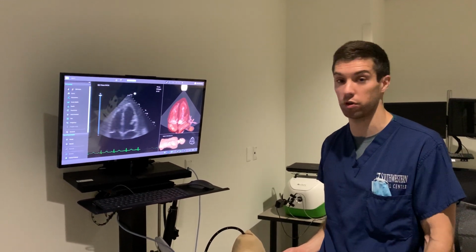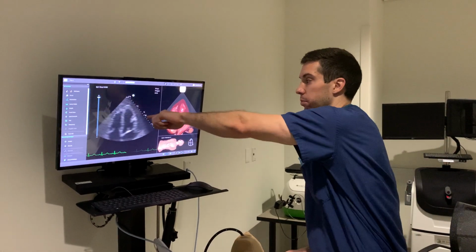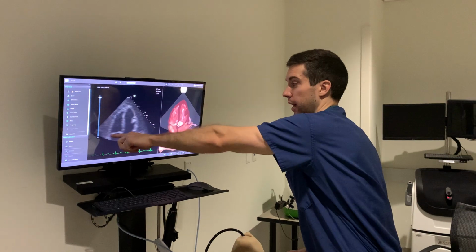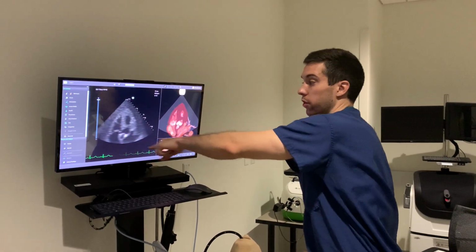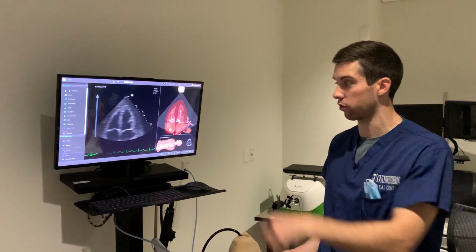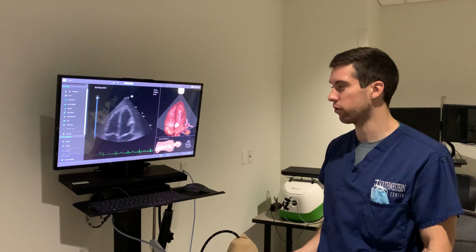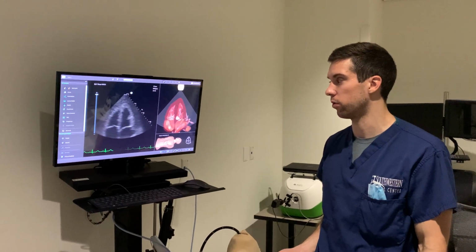Obviously, a pericardial effusion would show up as fluid, so black on the echo screen, and be surrounding the heart on the outside. We can't see the posterior portion of the heart very well with this view, just because our depth is limiting. But that's really it for the apical 4 chamber.